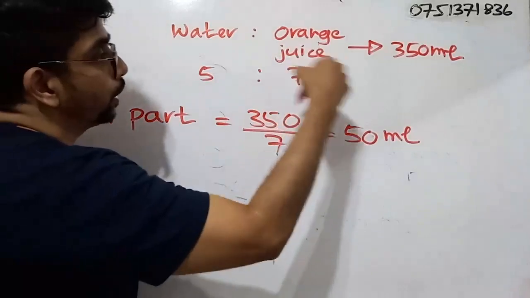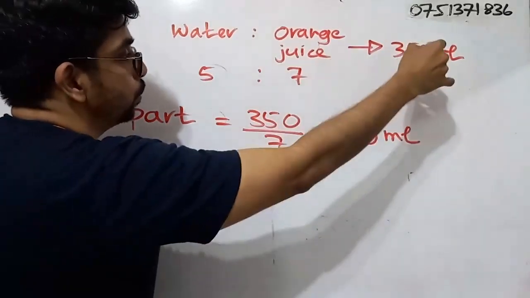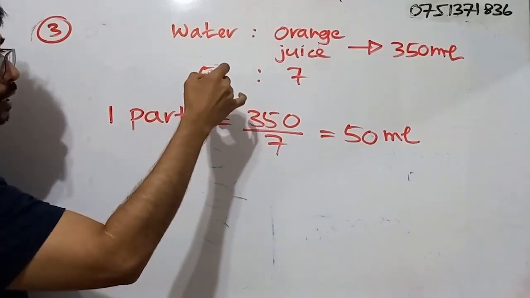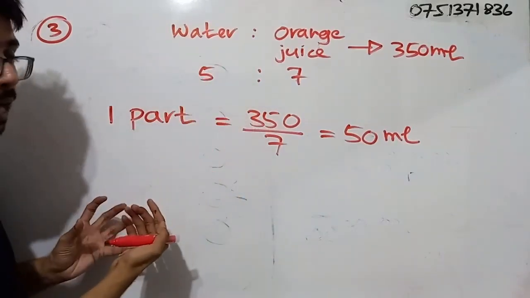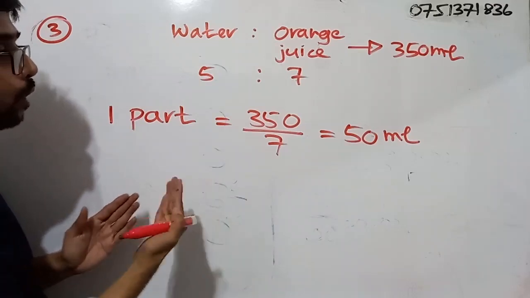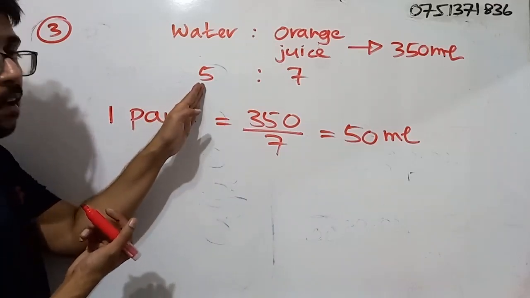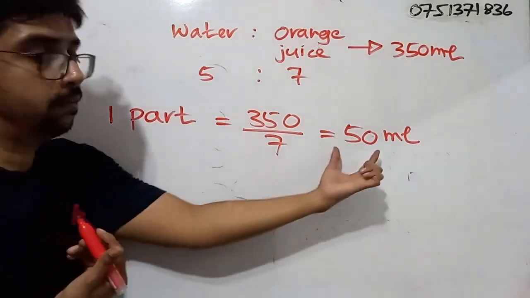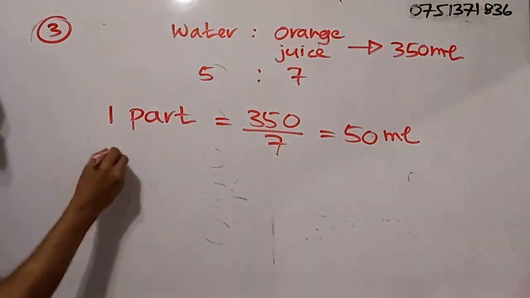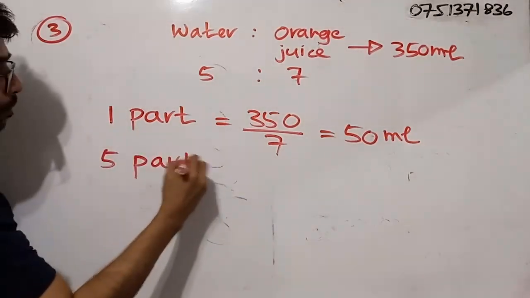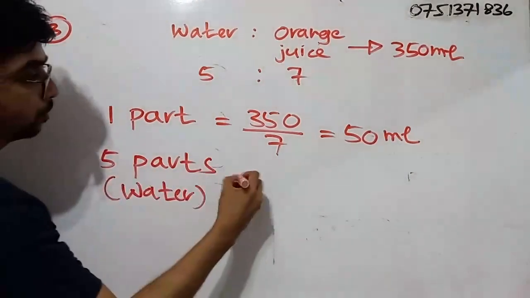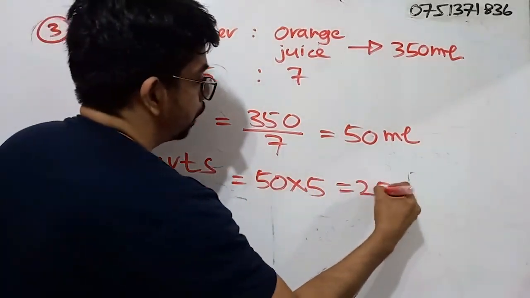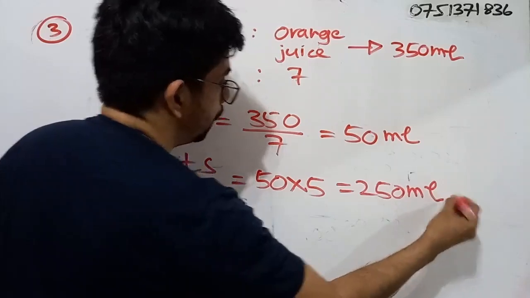So we know the amount of orange juice that has been used. So we need to calculate the amount of water, in milliliters. So how can we do that? Here we have 5 parts. We know the amount of one part is 50 milliliters. Then therefore 5 parts, so this is water. So that is 50 into 5, which will be 250 milliliters.